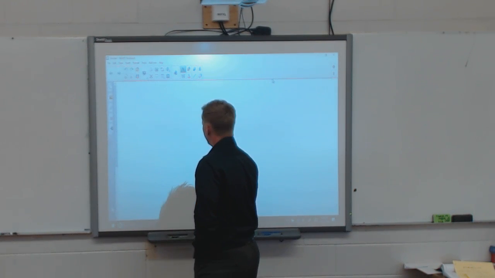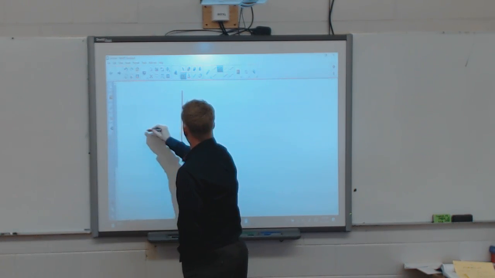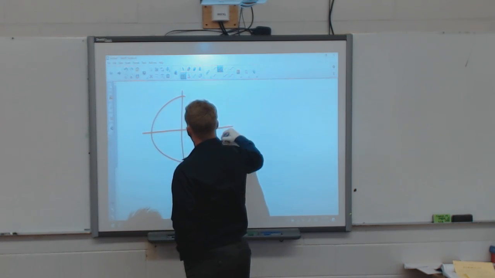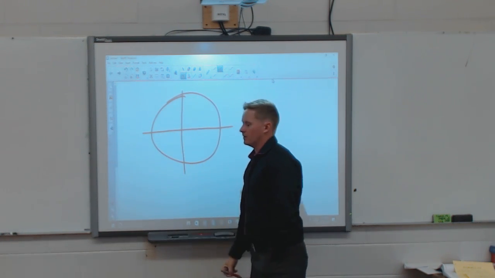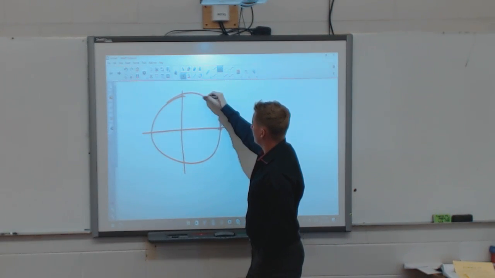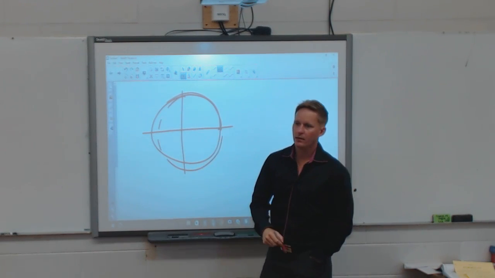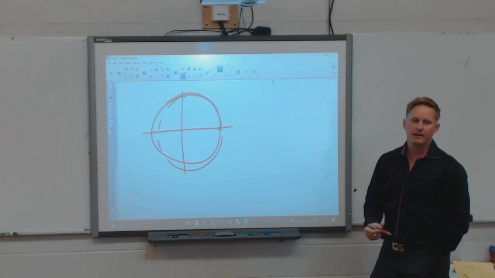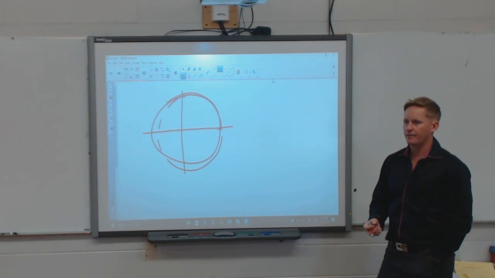First things first. We have a circle, a very lopsided one. Okay? If I start here and I go all the way around the circle, how many degrees have I created? How do I make 360 degrees, right?